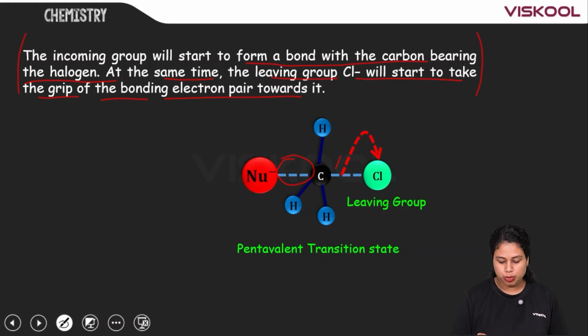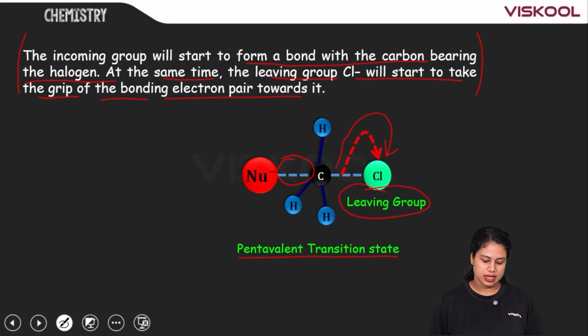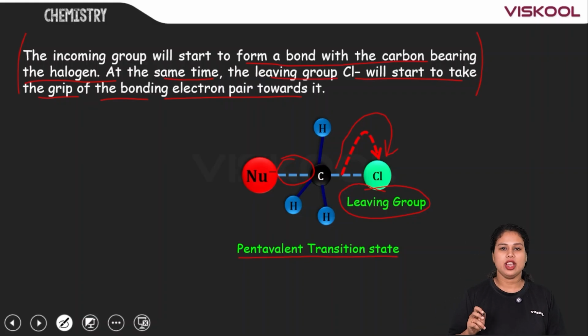As you can see, the bond shifts, and the electron pair is taken by the chlorine atom, which is the leaving group here. So, this is what we call the pentavalent transition state. Here you can see carbon has 5 bonds around it: a weak bond with a nucleophile, a weak bond with chlorine, and 3 hydrogen atoms, right? Here we call it the pentavalent transition state.